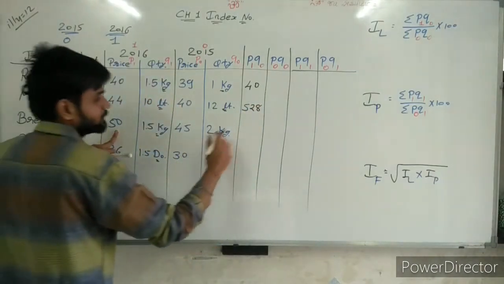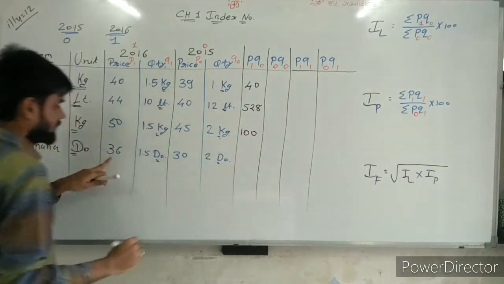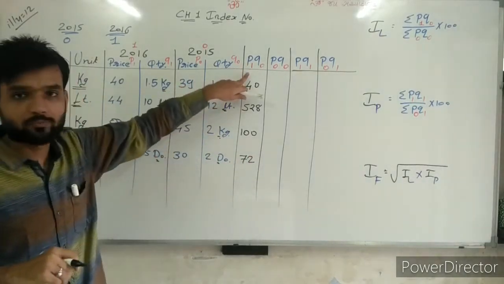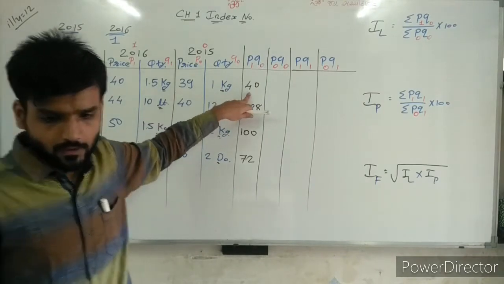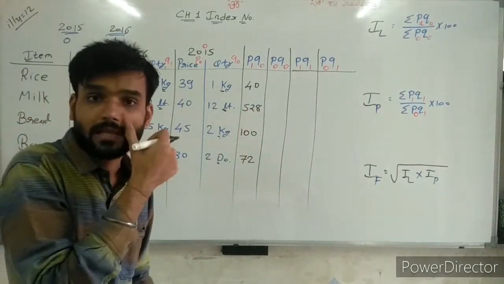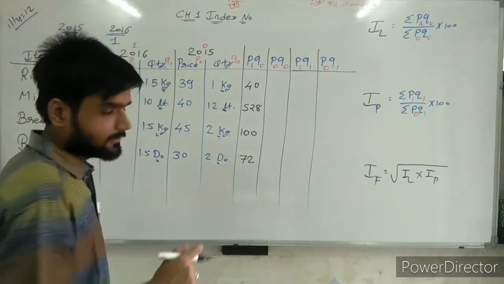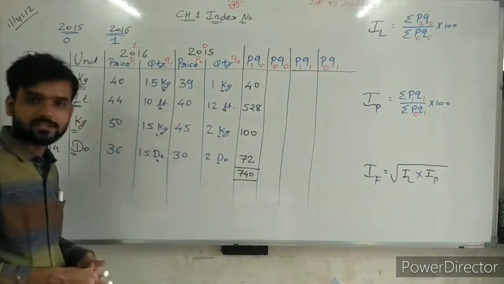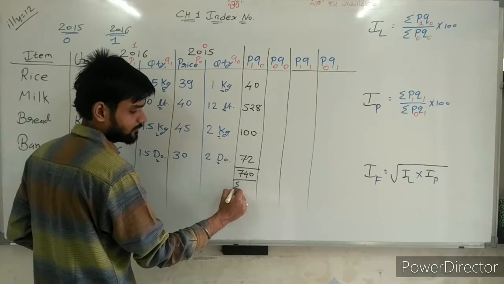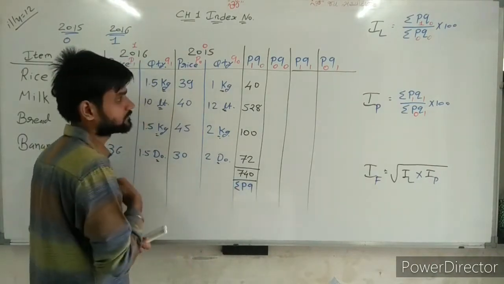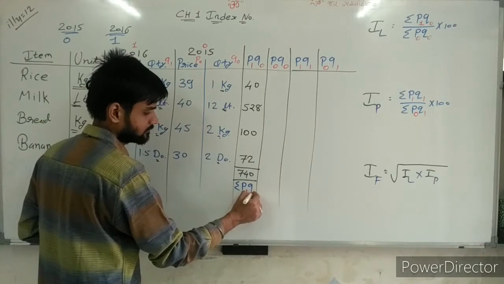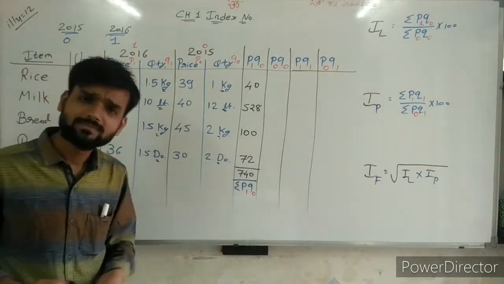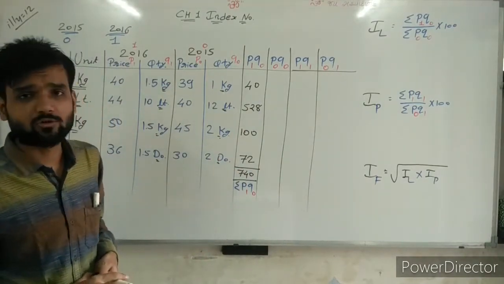Now 50 into 2, and 36 into 2. So we have values for P1 Q0: 40, 528, 100 and 72, and make the total of these, that is 740. So 740 is the total, and the total is of sigma P1 Q0. Simple. Going ahead, next calculation.